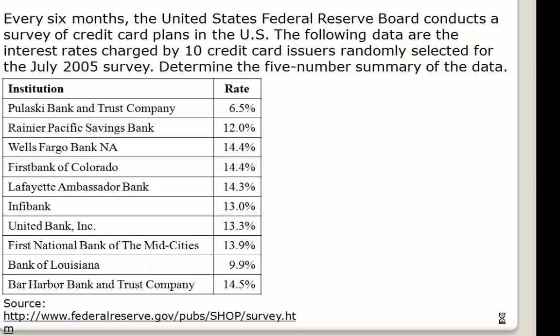Every 6 months, the United States Federal Reserve Board conducts a survey of credit card plans in the U.S. The following data are the interest rates charged by 10 credit card issuers randomly selected for the July 2005 survey. Determine the 5-number summary of the data.